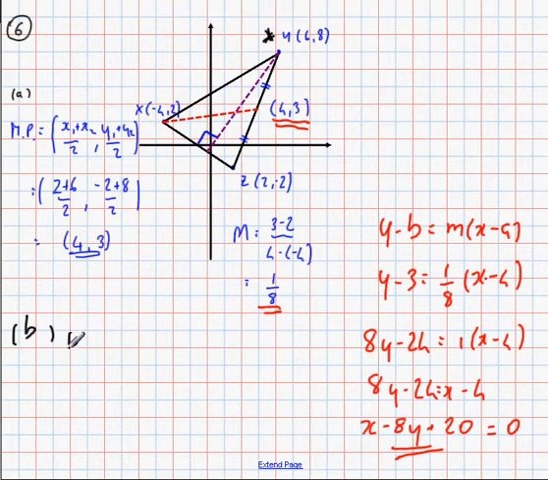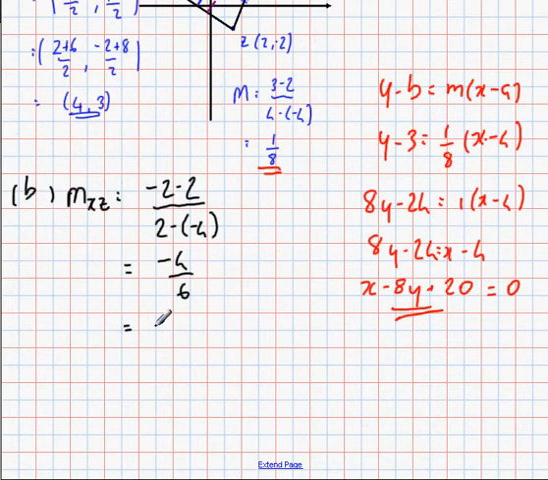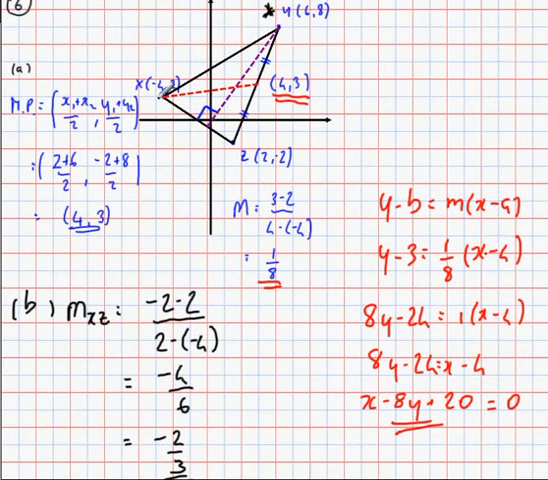If we find the gradient of XZ, y2 minus y1 over x2 minus x1, that will be minus 2 minus 2 over 2 subtract minus 4. That will give us minus 4 over 6, and remember to simplify, that is minus 2 over 3. Now that's the gradient of the line XZ.